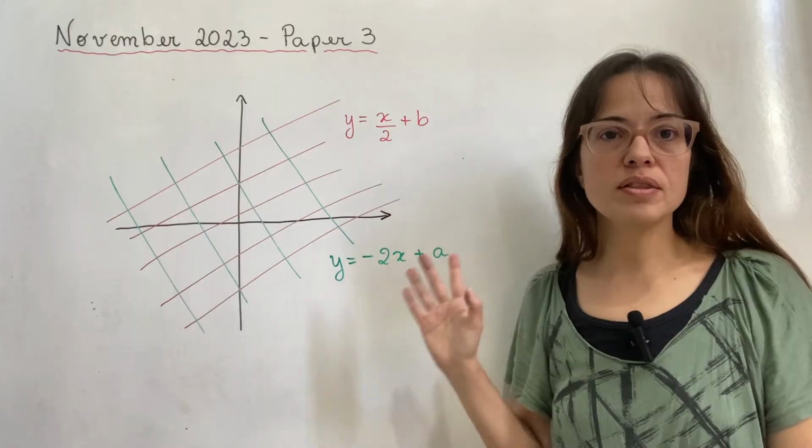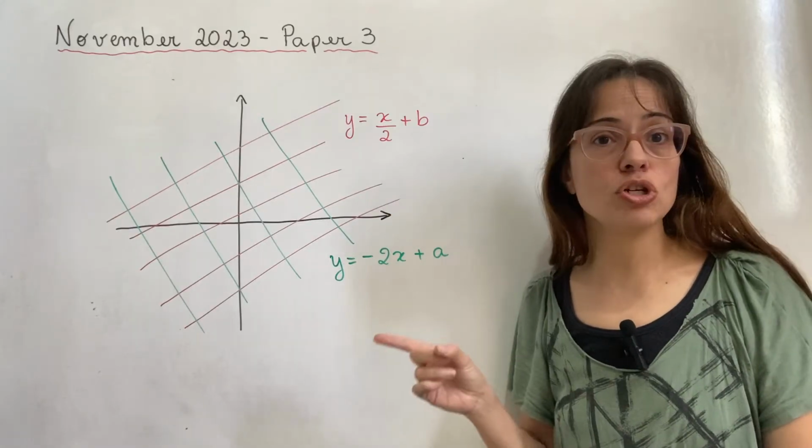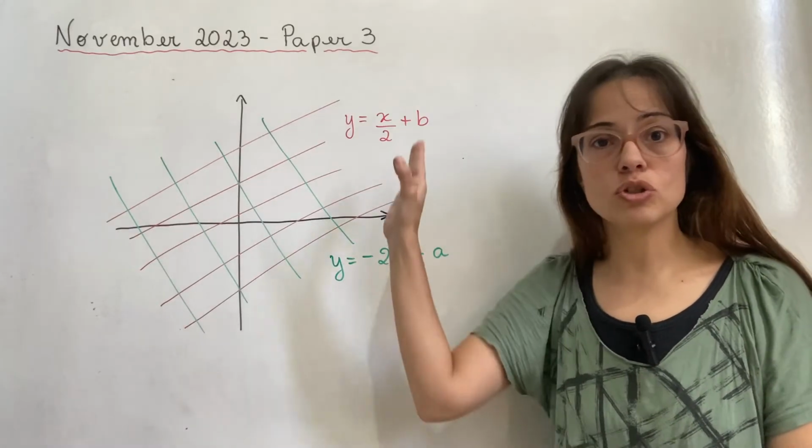So they are perpendicular to each other. This is not the first family that he mentioned in the question, by the way. He did not go through this step.